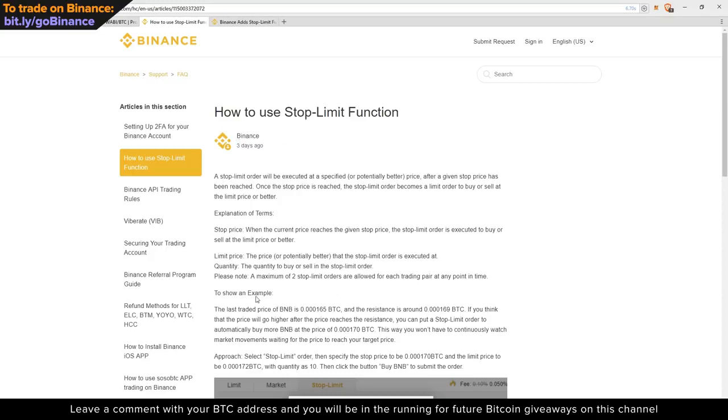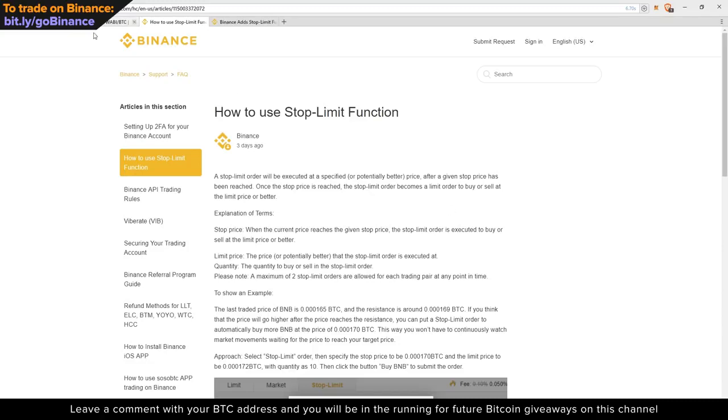Quick little note that I wanted to make before we start talking about this is that you can only place a maximum of 2 stop limit orders on any single trading pair at any point in time. So if you're trying to place a bunch of stop limit orders for whatever reason, it doesn't really affect me, or it won't really affect your average trader. But if you are and you can't place more than 2, that's why they've put a restriction there that you can only put 2 on at a single time for a single trading pair.